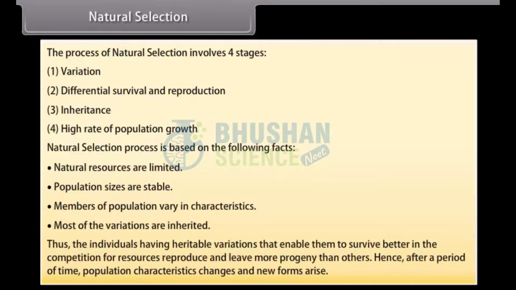Thus, the individuals having heritable variations that enable them to survive better in the competition for resources reproduce and leave more progeny than others. Hence, after a period of time, population characteristics change and new forms arise.